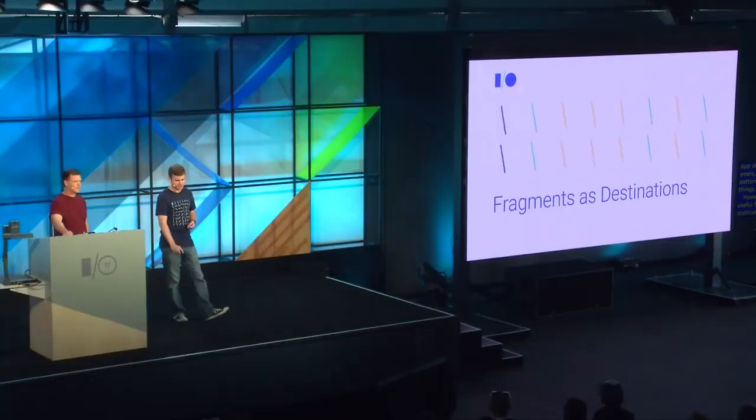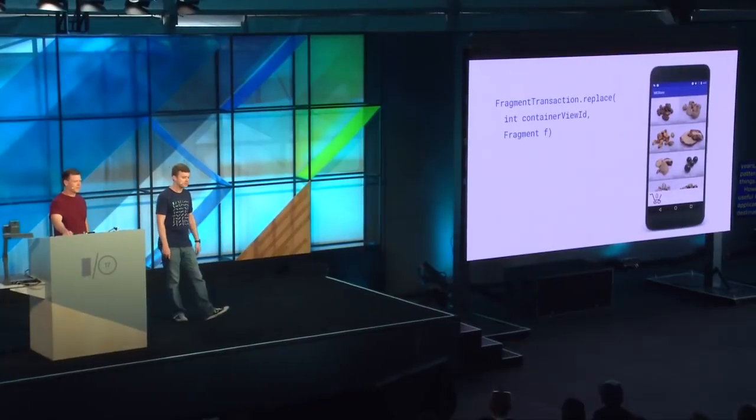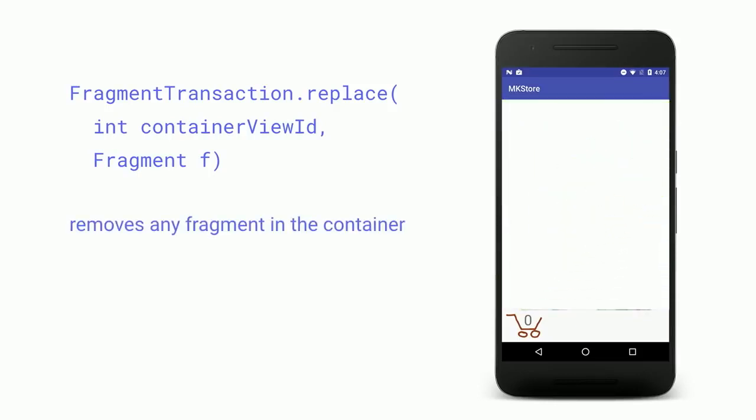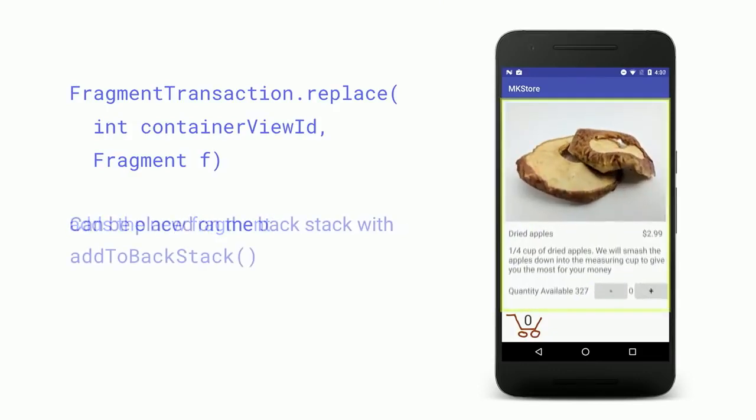So even on a small screen device, you might have an app that looks something like this. We've got our little application where you can order some micro kitchen snacks around the Google campus. And for each one of these screens, you can perform a replace transaction to replace the destination that you were looking at previously with the new one. A replace transaction will remove any fragment in the container and then add the new fragment. So the nice thing about this is that you can place these particular transactions onto the backstack, and we'll go ahead and handle that back navigation for you.